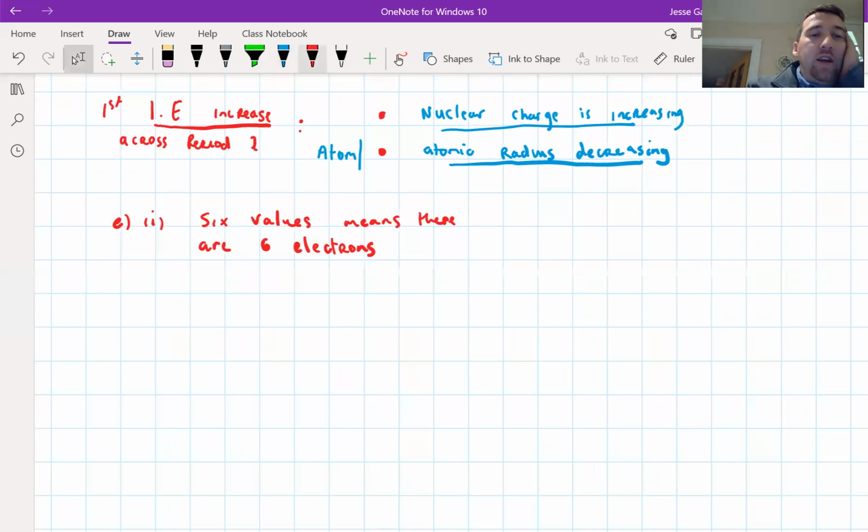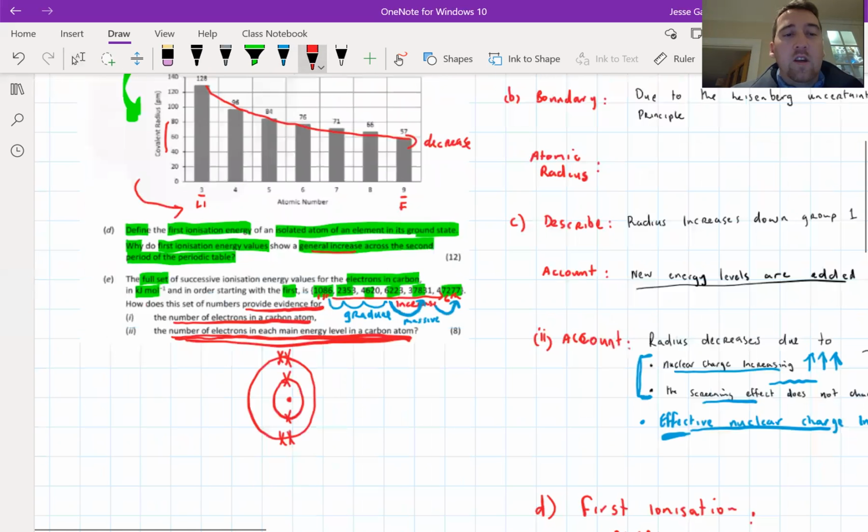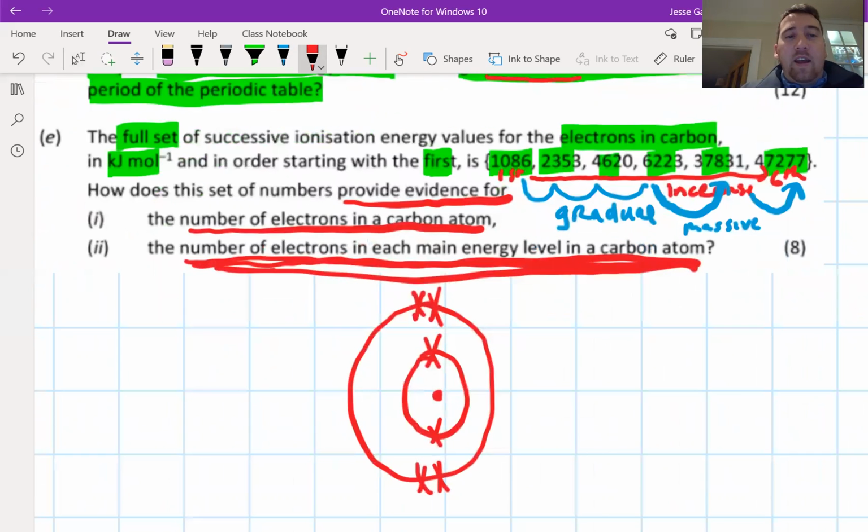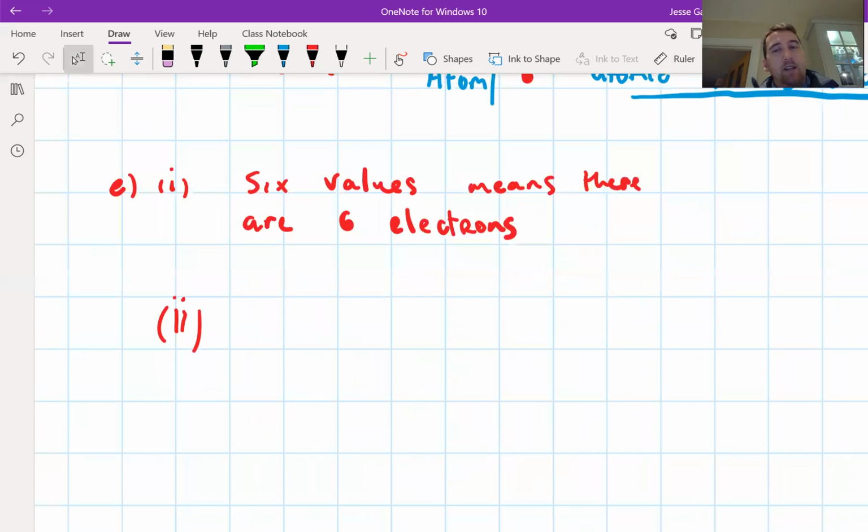All right, so pause the video. Let's show you the question again, see if you can actually do this. Explain how the data set provides evidence for the number of electrons in each main energy level in a carbon atom. I'm going to give you a chance to pause the video and try that for yourself now. This is the little bit at the end that really separates the H1 from the H2. This is a pattern that we might not have talked about in class, but they expect you to be able to look at that set of numbers and figure it out.